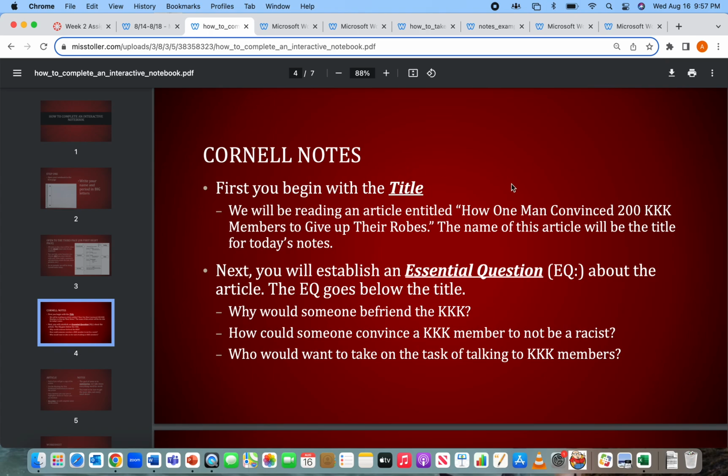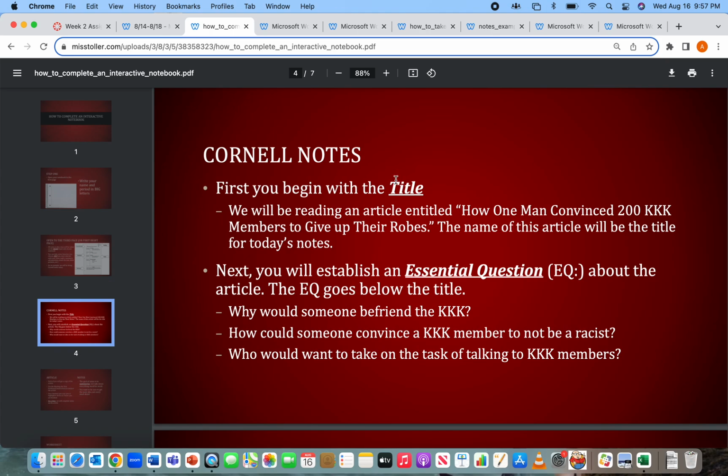a title. So we are actually going to be reading an article, which is called How One Man Convinced 200 KKK Members to Give Up Their Robes. And his name is Daryl Davis. He's a really fascinating guy, but he essentially is a black man who randomly came across a member of the Ku Klux Klan. And after that initial interaction, it sparked his interest, and he started meeting more and more members of the Ku Klux Klan.